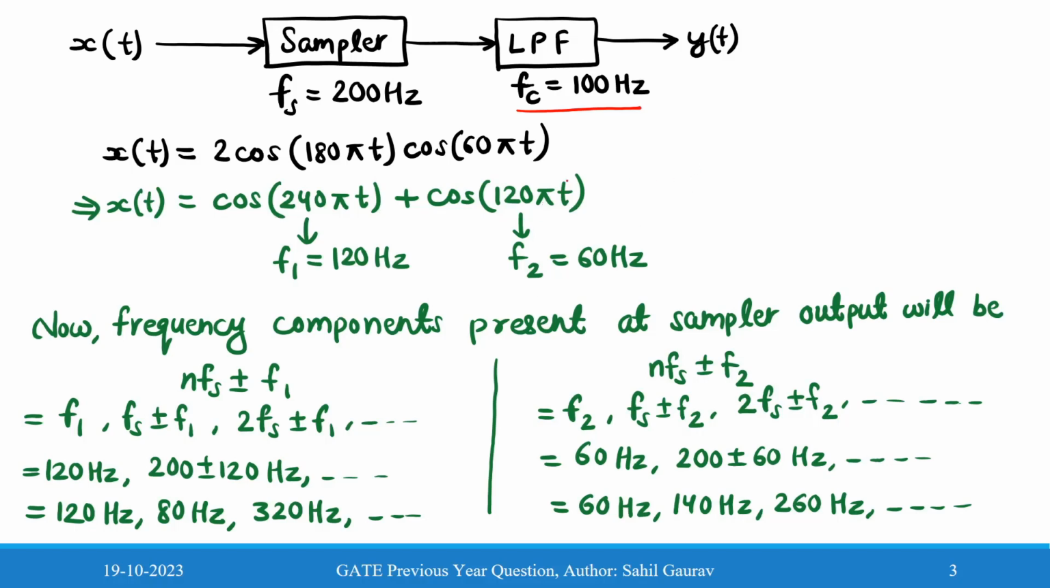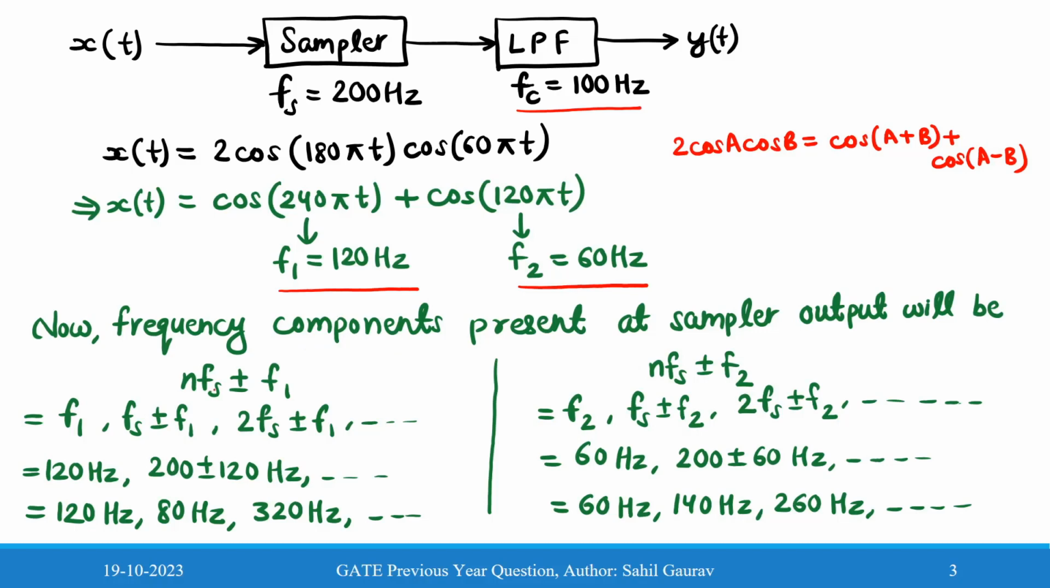How do we get this? It comes from the relation 2 cos a cos b = cos(a+b) + cos(a−b). Using this expression, we get the result, and from here the frequency components of the input signal are 120 Hz and 60 Hz.